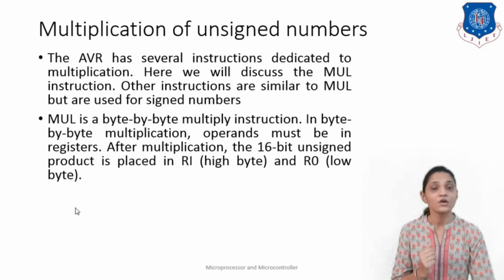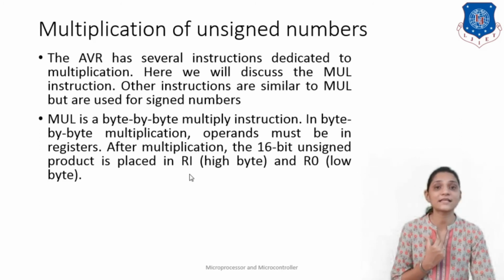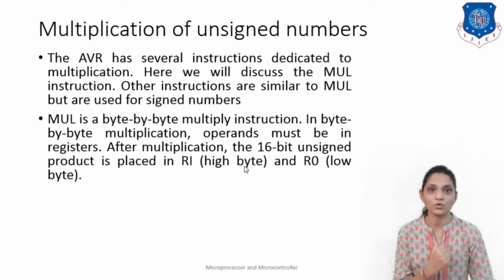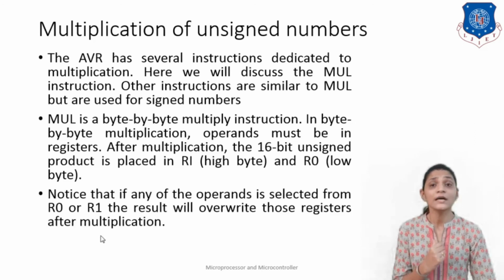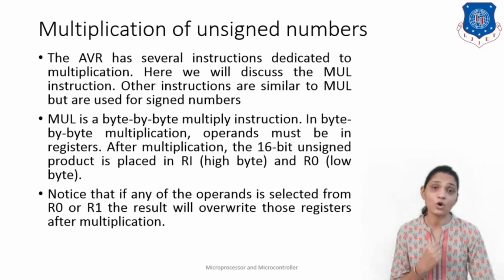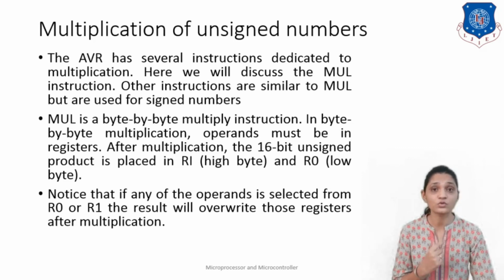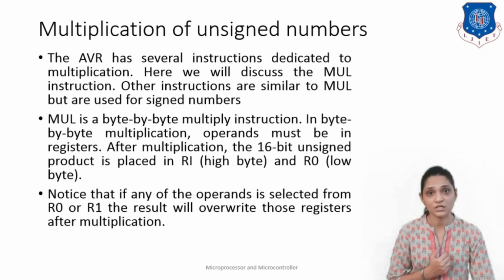That is fixed. Okay, wherever your data is stored inside the registers, you can do the multiplication operation, but your result of multiplication is going to be stored inside the registers R1 and R0. R1 is the higher byte and R0 is the lower byte. So if any operand is selected from the registers R0 and R1, then that operand is also going to be changed in the result. So you have to take care that you have not stored any operand inside the registers R0 and R1 whenever you are using the multiplication instruction.